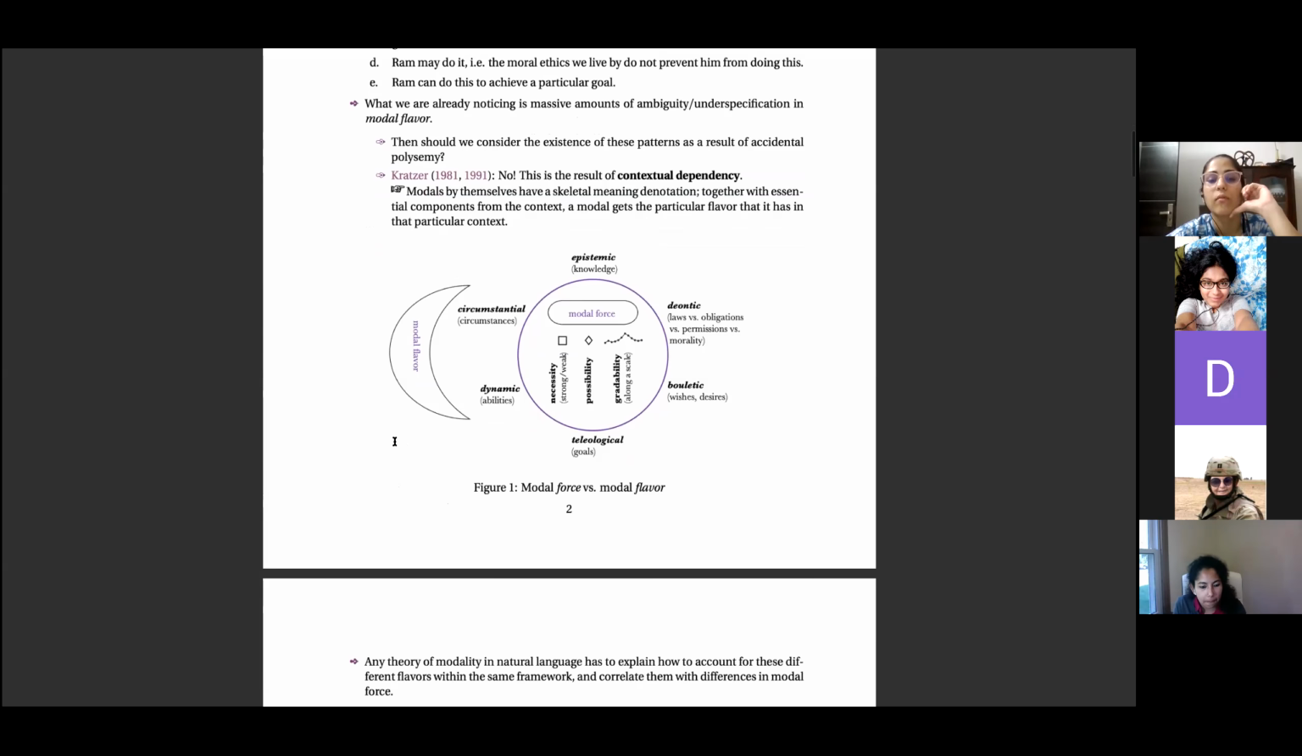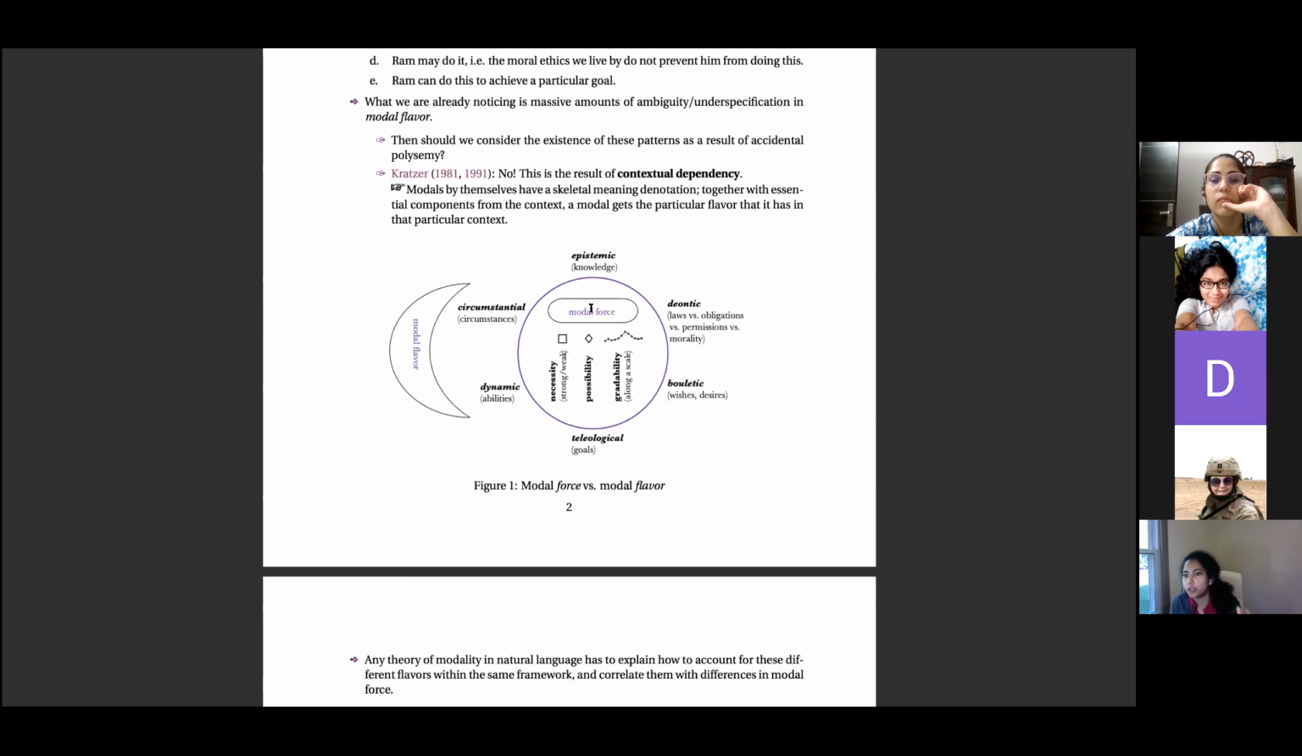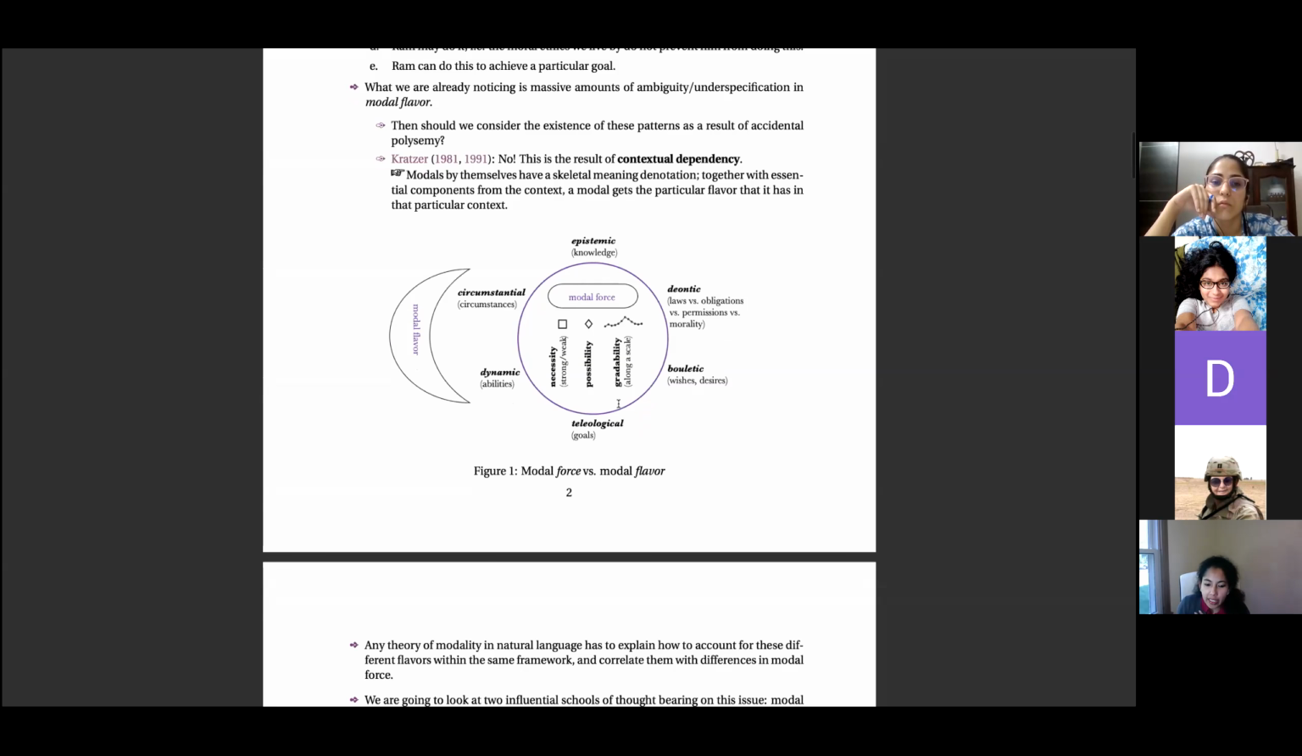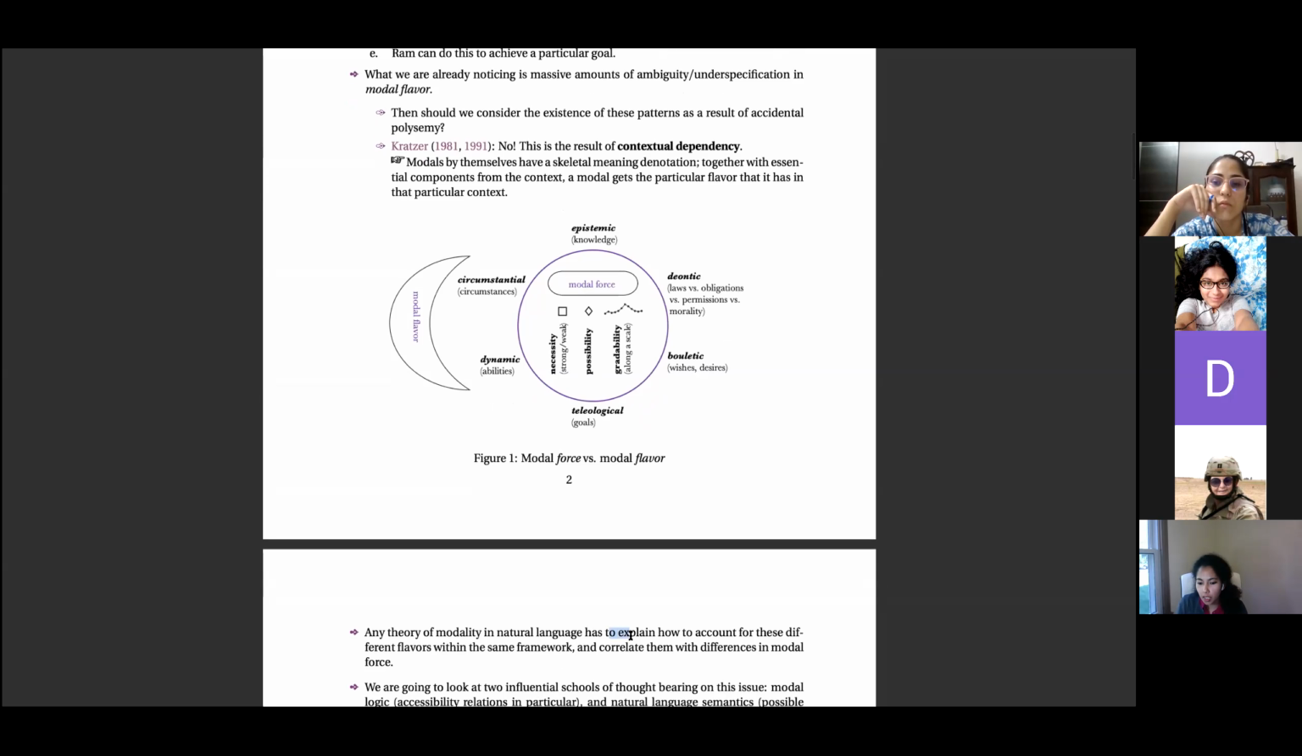Okay. So we see a lot of possibilities here, right? We have multiple flavors, even within deontic. I want to draw your attention to deontic modality. Within it, you have modal flavors based on laws, based on obligations, based on permissions, based on morality. They're all clubbed as deontic, but within it you have a lot of variation possible. So any theory of modality in natural language has to explain how to account for these different flavors within the same framework. This was a very fundamental goal.